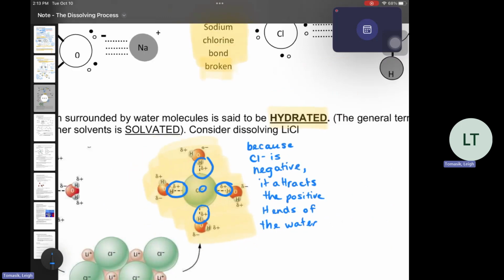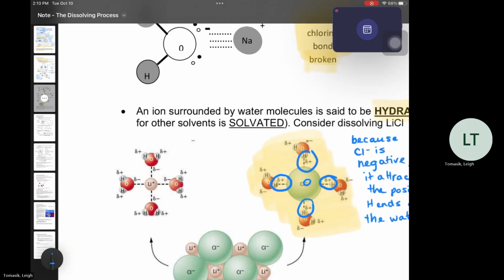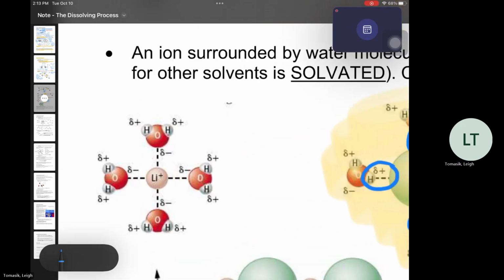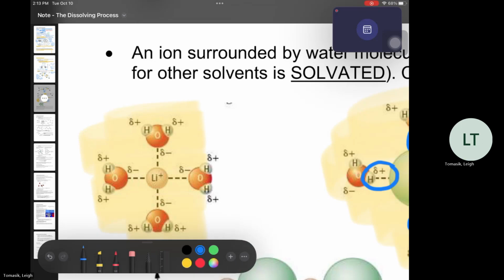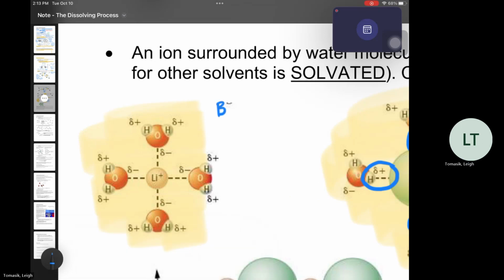Okay, so this is called hydration. You'll also notice the other ion also gets hydrated. So because lithium is positive, it attracts the negative.